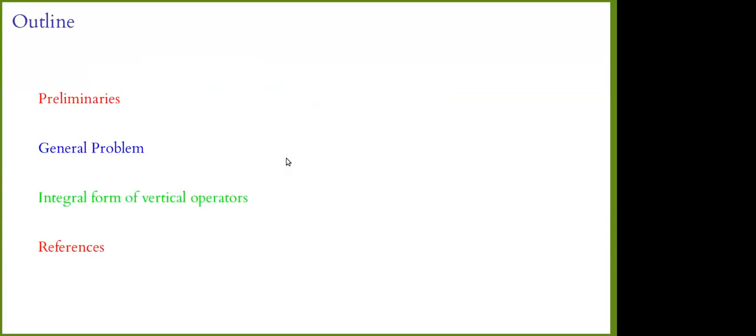So this is the outline of my talk. First we shall recall some of the preliminary definitions and results which will be useful throughout the talk. Then we discuss a general problem, and for that general problem we go for a particular case, which is nothing but the vertical operators, and study the integral form of these operators, followed by the references.